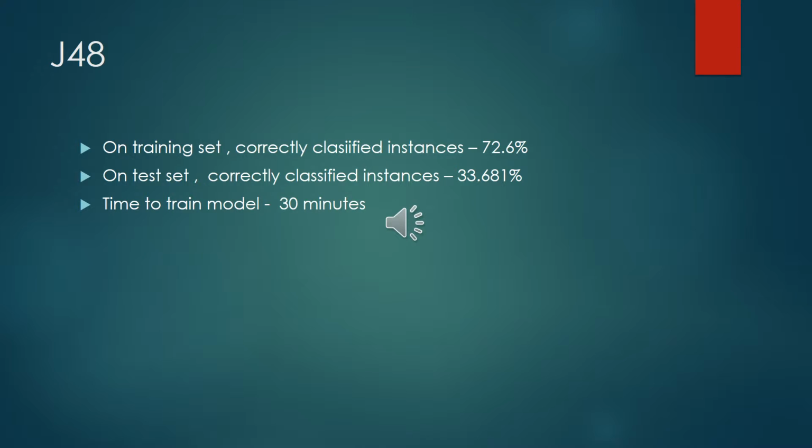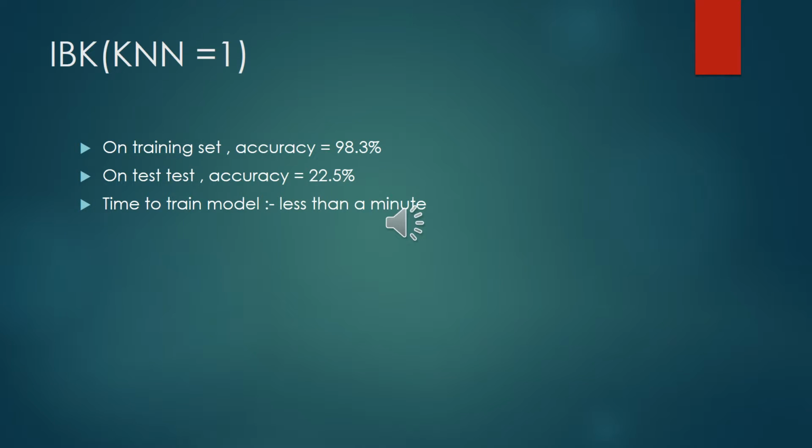So now I talk about different results that I got from different algorithms. As can be seen from the results, this algorithm did not perform so well on the test set as compared to the training set. So it can be said that it basically overfitted the training set. Also, it took a lot of time to train, which is around 30 minutes.